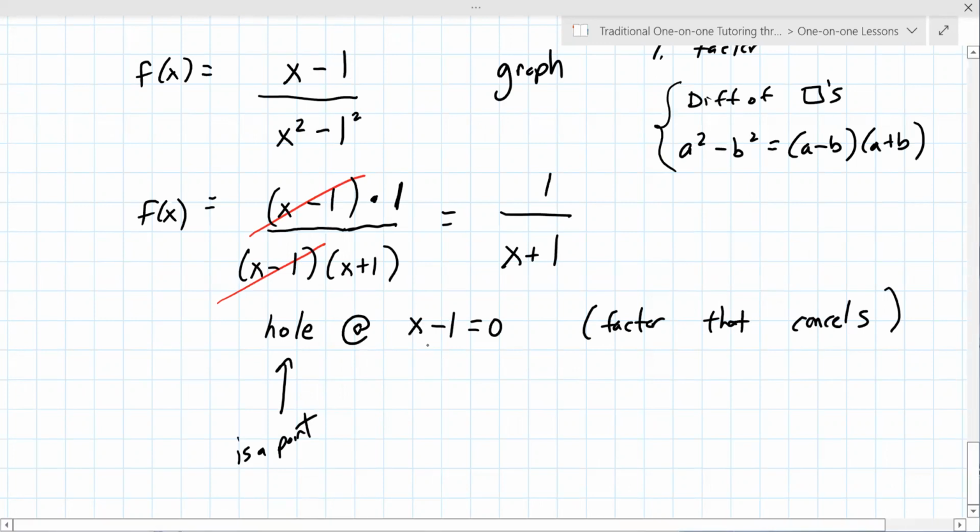Okay, so you solve for x. x becomes 1. All right. So now you have to find the y value. To get the y value, you put x into the reduced function. So you're going to put this 1 back in here.